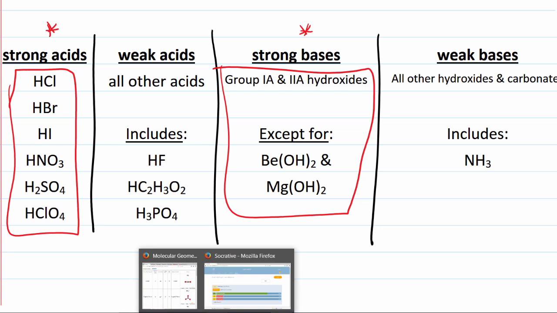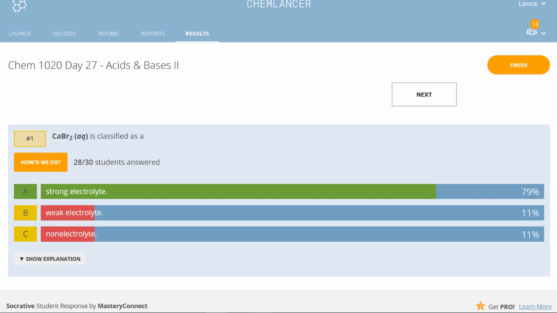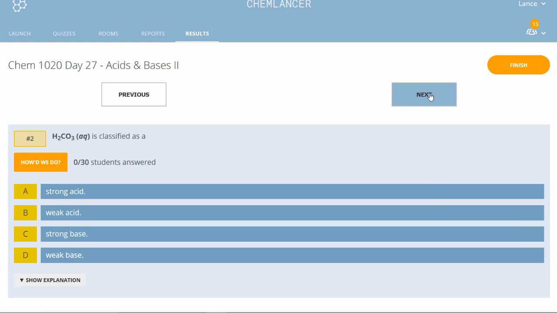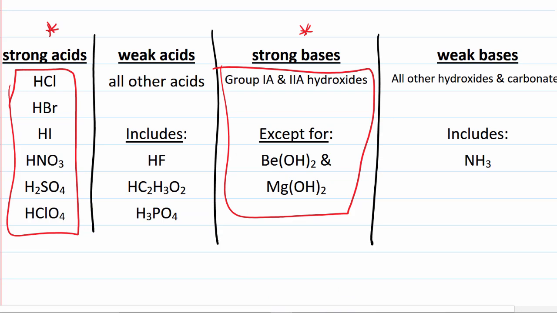So let's just check your understanding here real quickly on these. I do have a Socrative app question to see how well we do with it. We have H2CO3. How would we classify H2CO3? Would it be a strong acid, a weak acid, strong base, or a weak base?